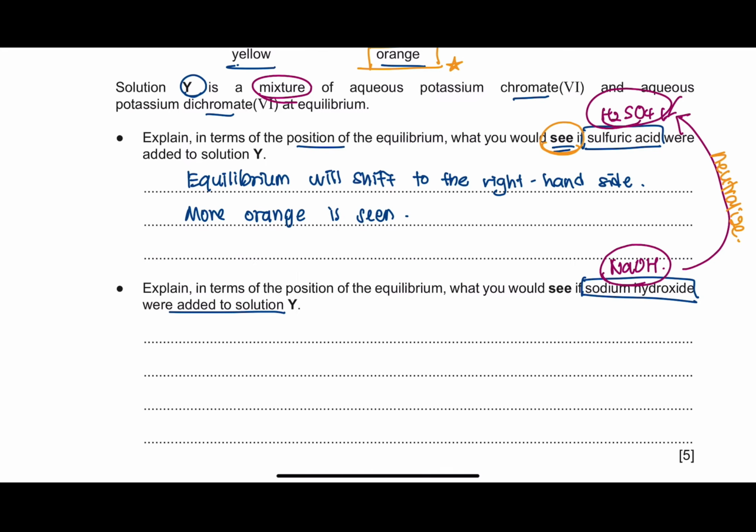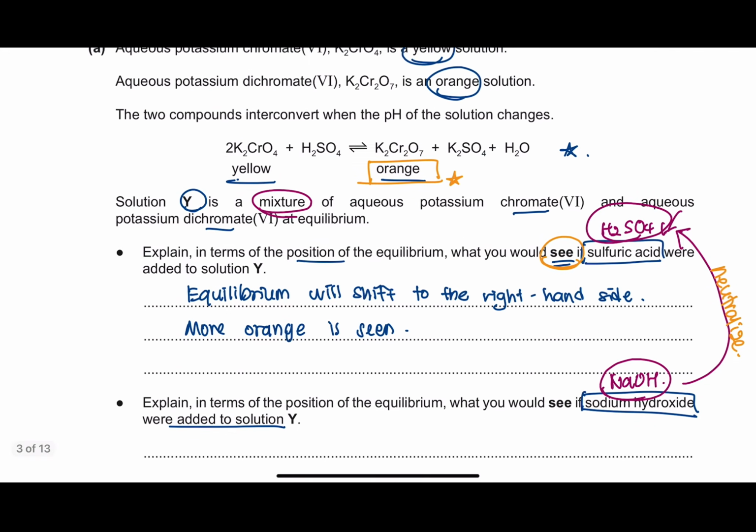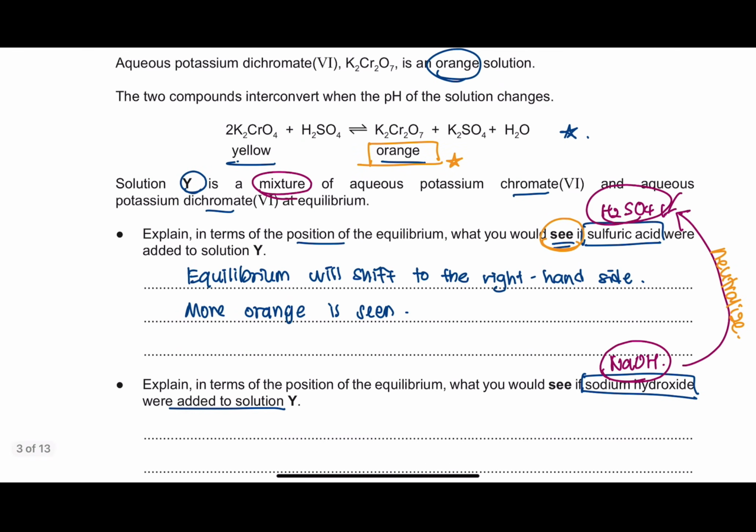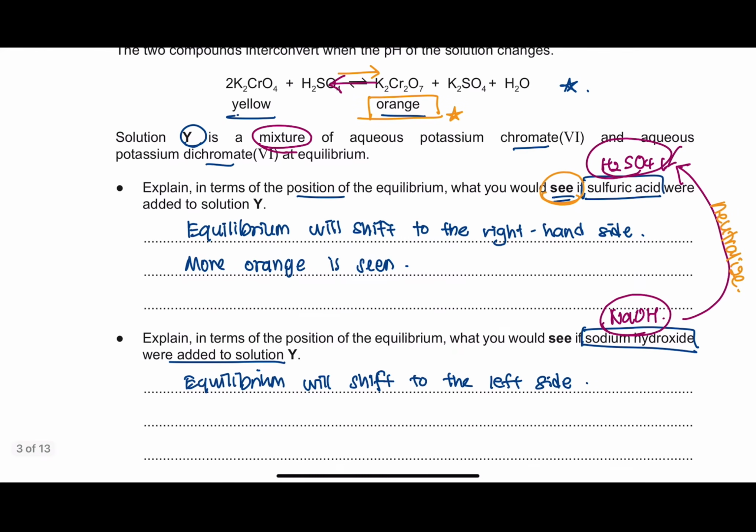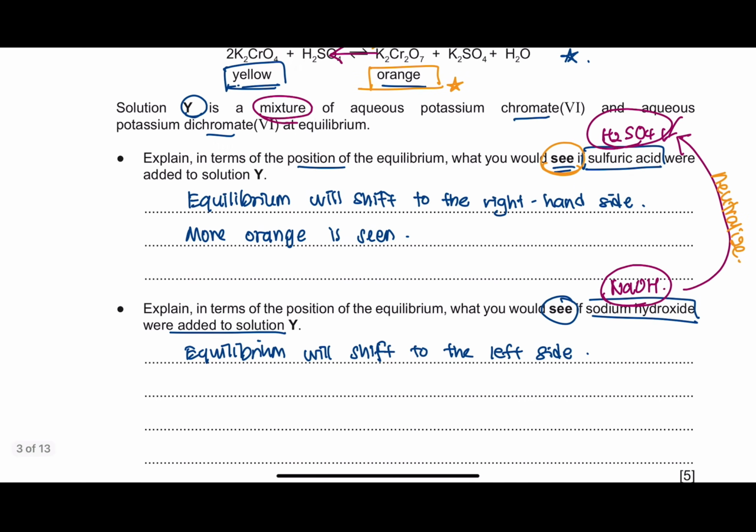This means that your equilibrium would start to move in the opposite direction now. Previously it was going to the right-hand side. Now that you have neutralized it, it would start moving to your left side. So after you have mentioned left side, they're also asking what you would see. So what you would see is a higher concentration of yellow color.